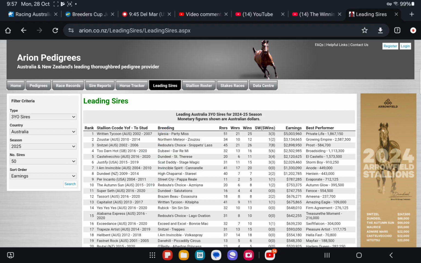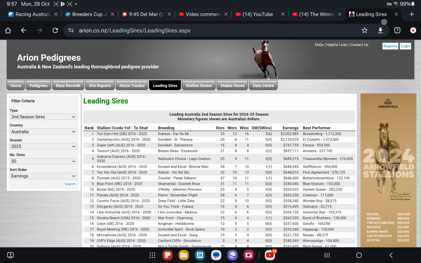If we go to the second season sire title, which I think is important to look at while we're looking at the three-year-old sire title, we'll see how quickly Castle Vecchio in second and Super Seth in third have moved up the lists. Then Toronado Sort, who chased Too Darn Hot back in fourth for the first season sire title last year. And then the likes of Alabama Express, obviously going to be better speed juvenile sires, as we expected, than three-year-old sires. Yes, it's been another big mover in the three-year-old sires after having a real average first season with his two-year-olds last year. Blue Point, I've got a lot of time for, down in ninth.